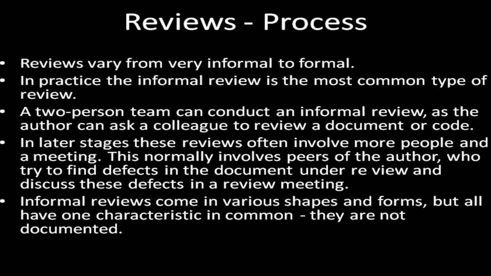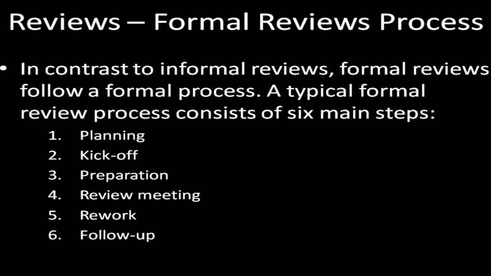In practice, the informal review is perhaps the most common type of review. Informal reviews are applied at various times during the early stages in the life cycle of a document. A two-person team can conduct an informal review, as the author can ask a colleague to review a document or code. In later stages, these reviews often involve more people and a meeting. This normally involves peers of the author who try to find defects in the document under review and discuss these defects in a review meeting. The goal is to help the author and to improve the quality of the document. Informal reviews come in various shapes and forms, but all have one characteristic in common: they are not documented.